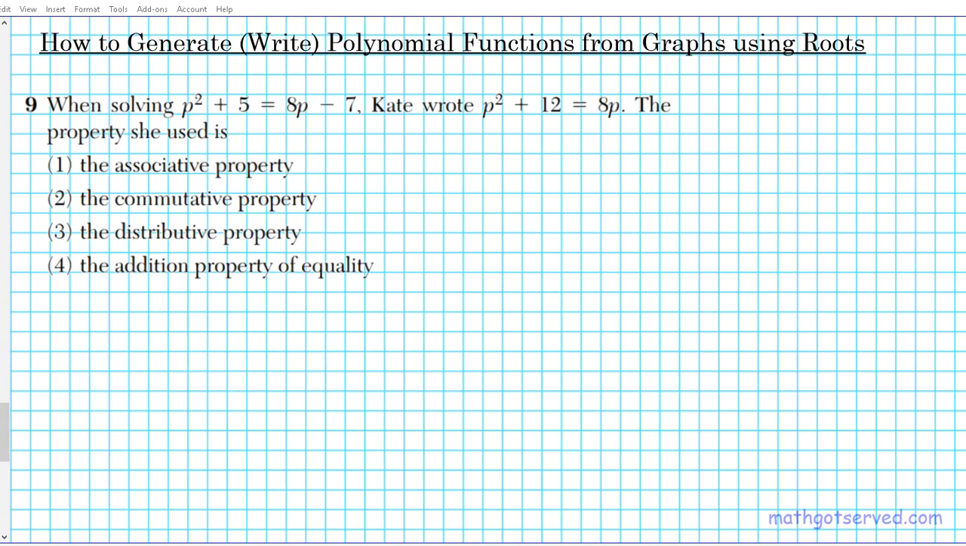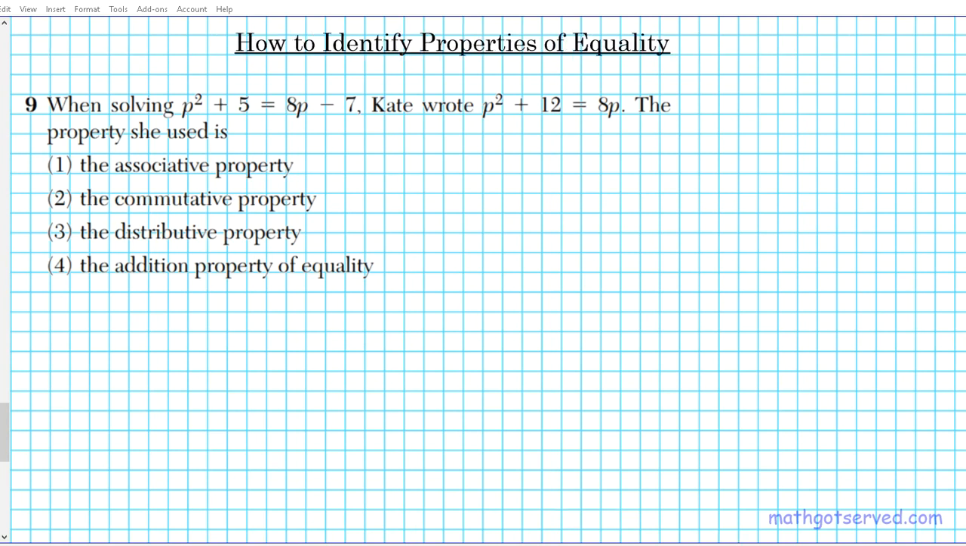Alright, let's take a look at question number 9. In question 9, we've been assessed on how to make use of the properties of equality, okay? So we are going to be given two steps, and basically our task is to identify what property of equality was applied in the algebraic simplification process. Alrighty, so we have four options here.